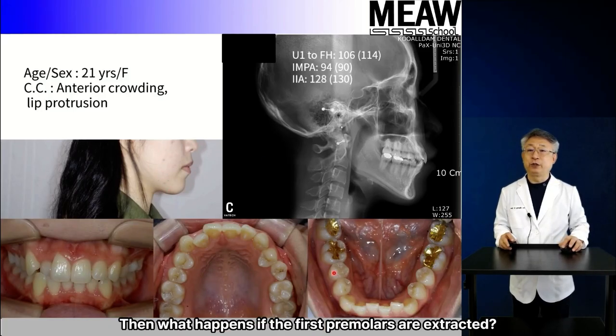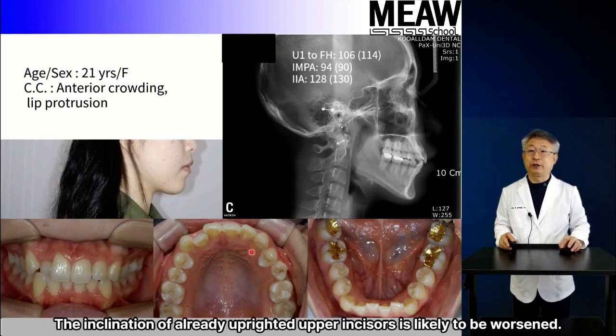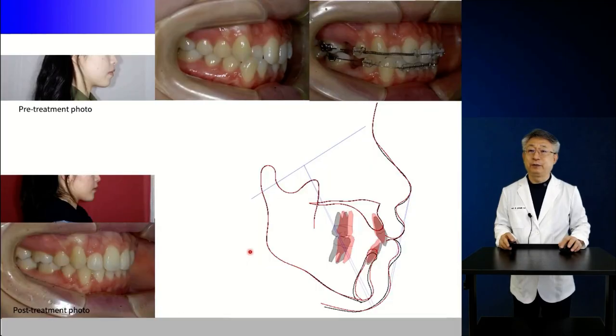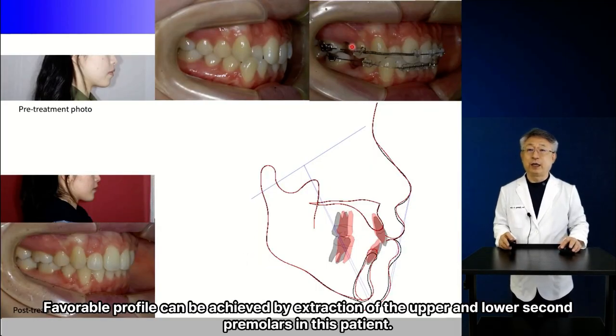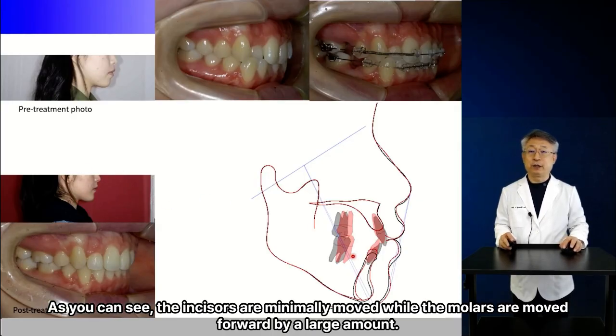Then what happens if the first premolars are extracted? The inclination of already uprighted upper incisors is likely to be worsened. Favorable profile can be achieved by extraction of the upper and lower second premolars in this patient. As you can see, the incisors are minimally moved while the molars are moved forward by a large amount.